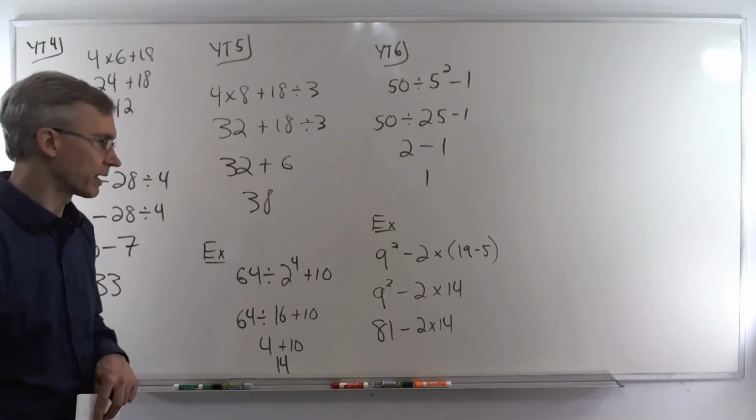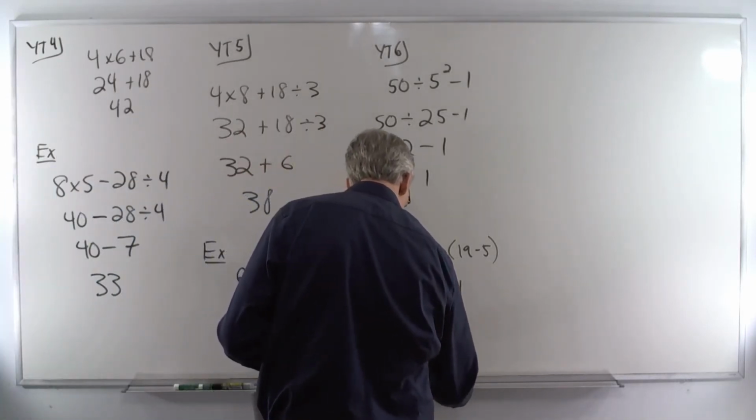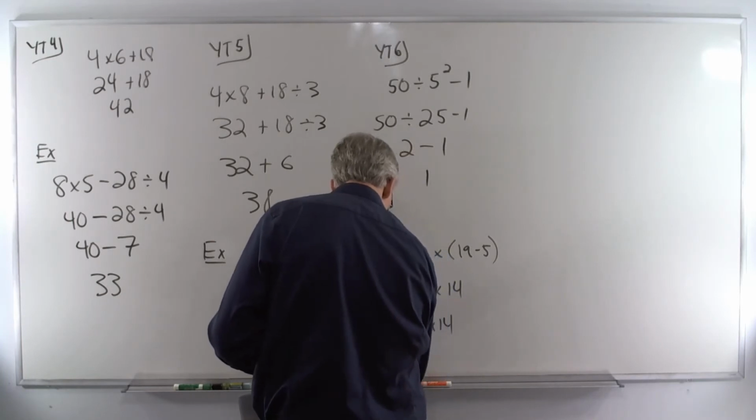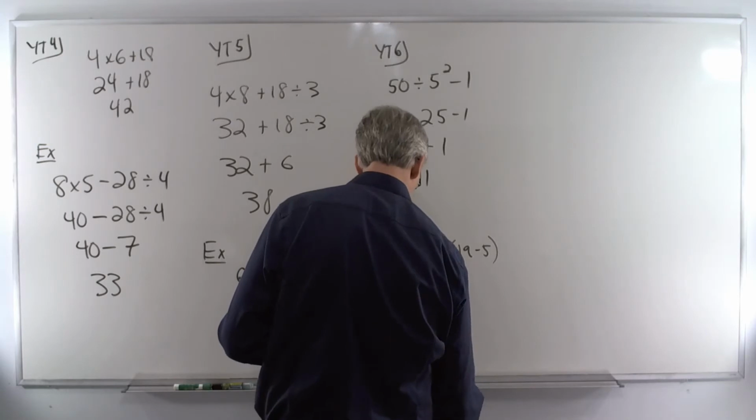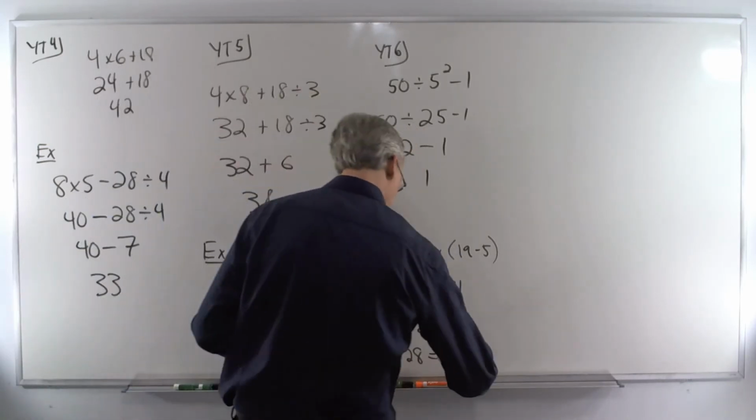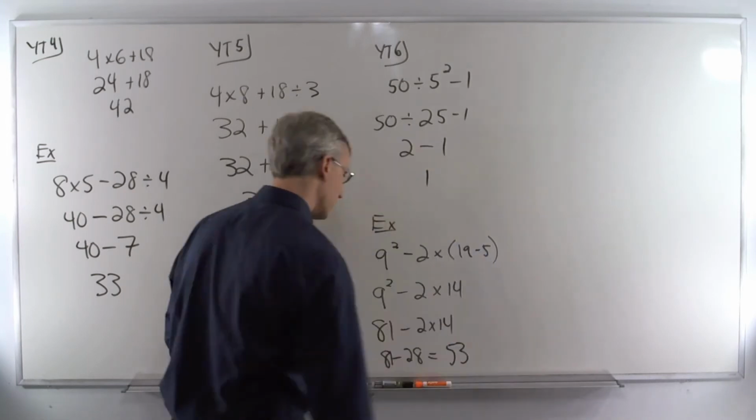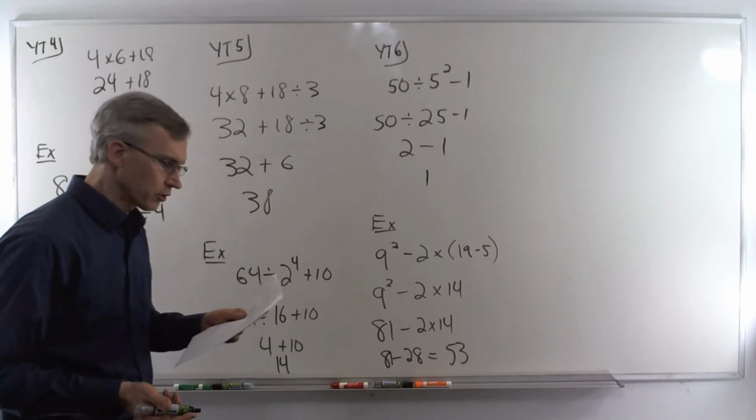Next up, multiplication and division. We've got one multiplication here, so we'll do that next. 81 minus 28. Subtract those. And we get 53. Your turn, number 7.